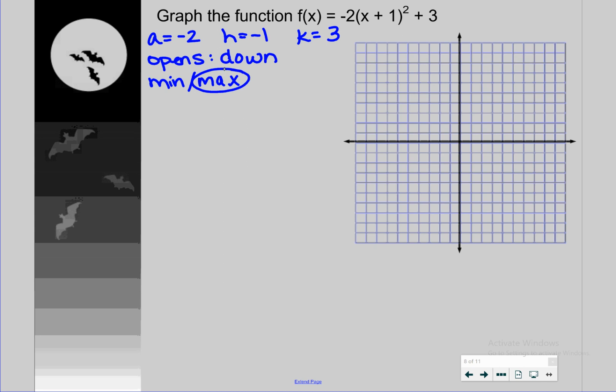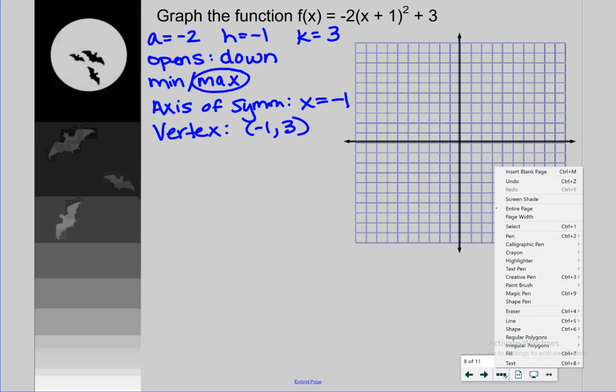Has max. Okay, what is the axis of symmetry? Close. He said negative 1. I said close. And that's a vertex. We're going to get to that. X equals. That's easy points. We don't want to lose it, right? X equals negative 1. It is a line. Better be an equation when you answer that. What's the vertex? Negative 1, 3. Good.